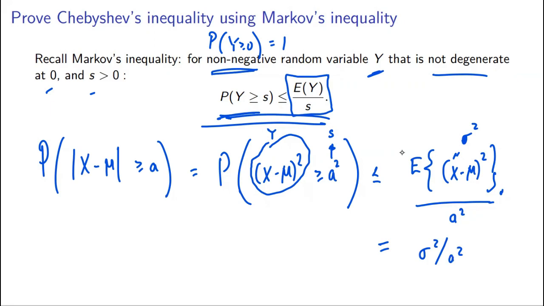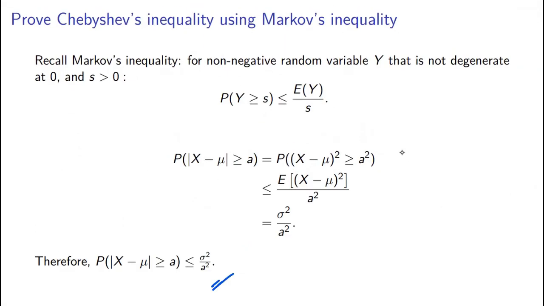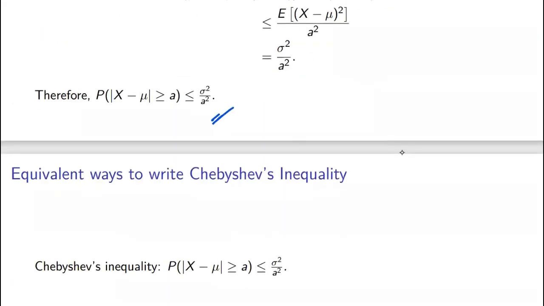And therefore, the probability that the absolute value of x minus mu is greater than or equal to a is less than or equal to sigma squared divided by a squared, which is exactly what we had as Chebyshev's inequality formula. Okay, so we proved Chebyshev's inequality.